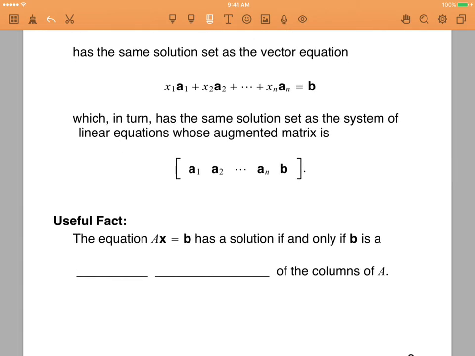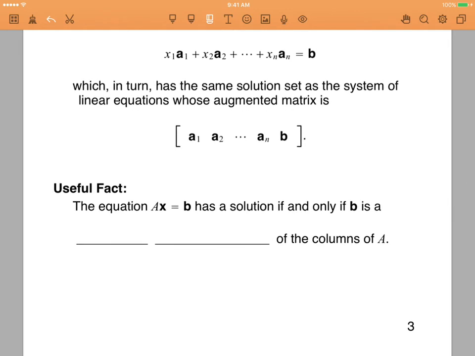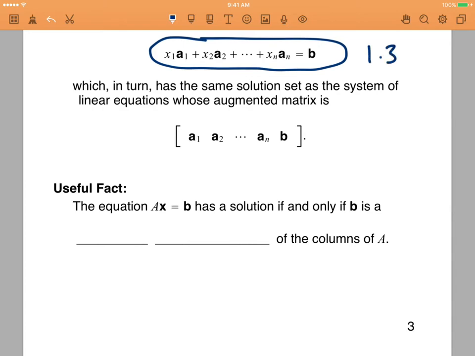Okay. So, now, reviewing vocabulary. If they have a solution, what does that mean? When we look at this way of writing it from section 1.3, remember what we were doing there is that the A's were vectors, and we wanted to know, can we combine those vectors to get B? So if it has a solution, then we can combine the vectors to get B, and B is a linear combination of the columns of A. That's a phrase that we'll use a lot.